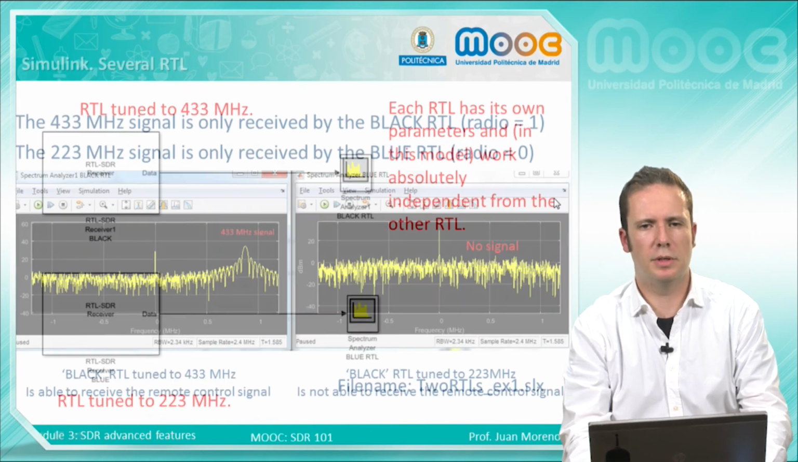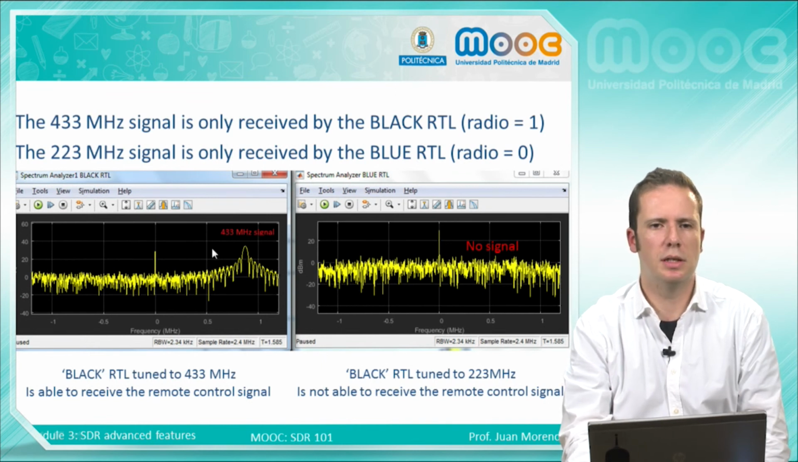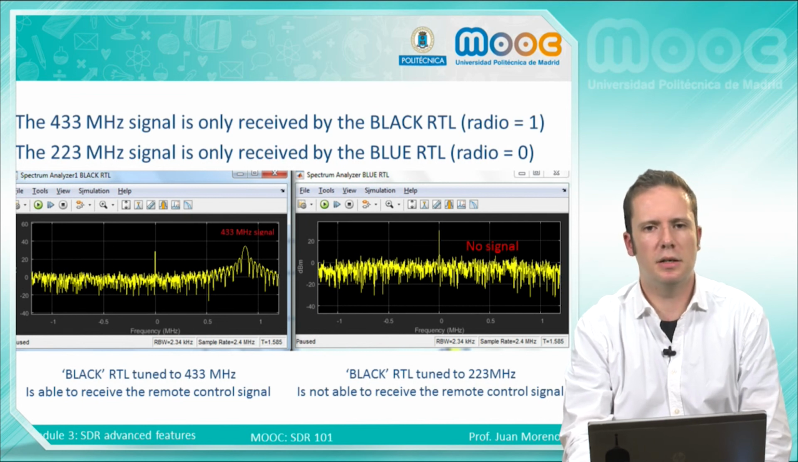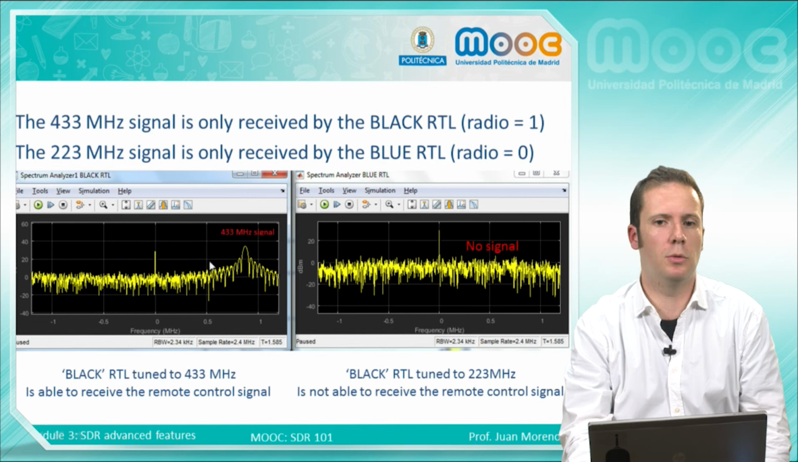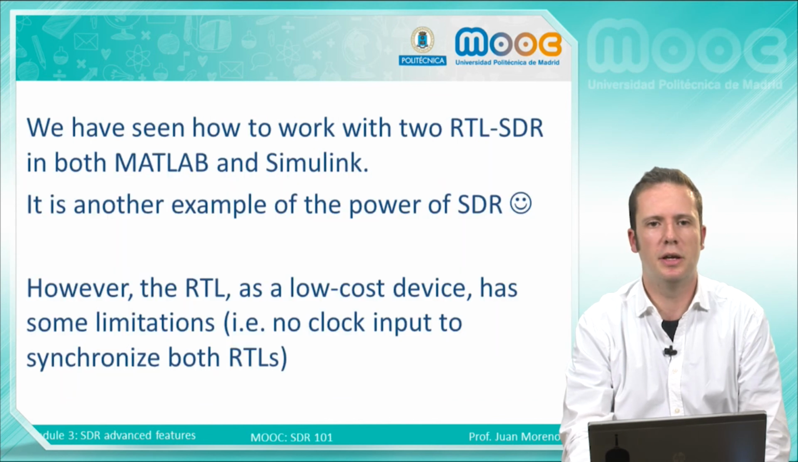and move forward. Okay, so this is a picture of what we have seen before. One of the RTLs is tuned to 433 megahertz and the other one to 223. Here, if we only connect the remote control, one RTL will receive something, this signal here, the figure in the left at the right of it, and no signal. The other RTL will receive no signal because it's tuned into another frequency.